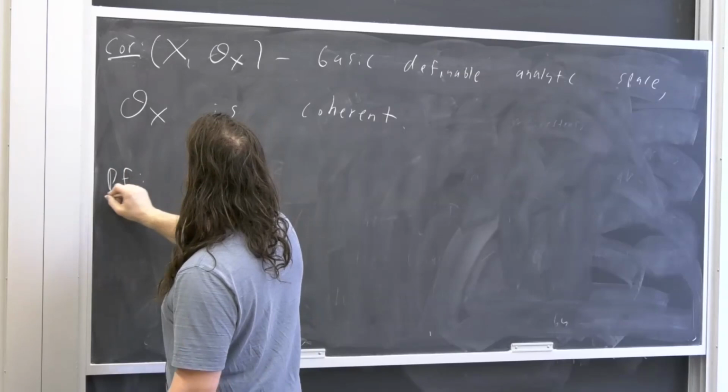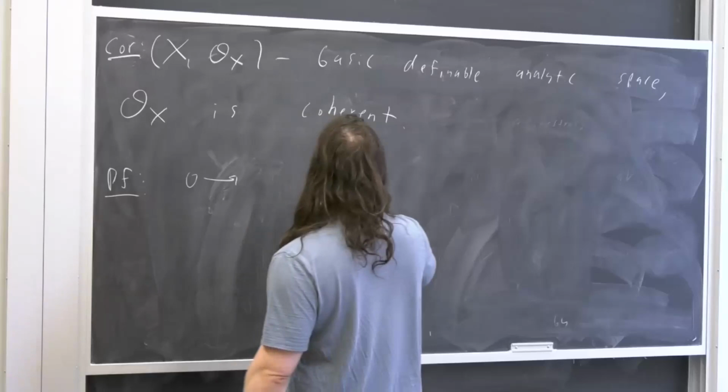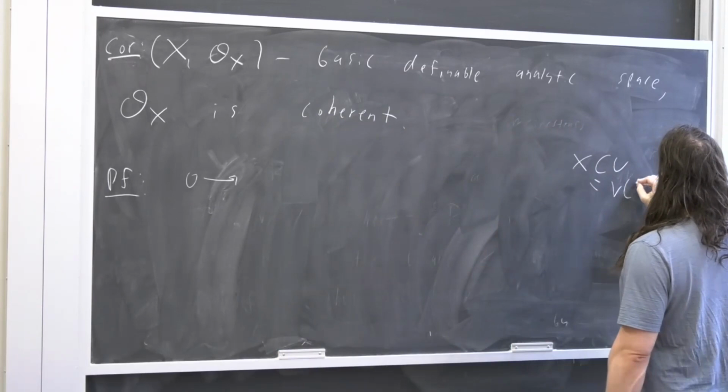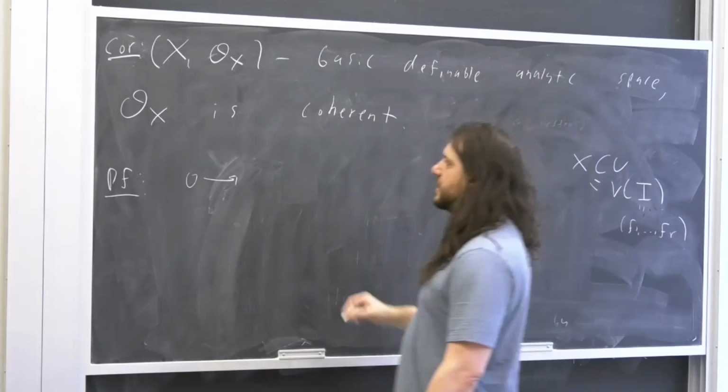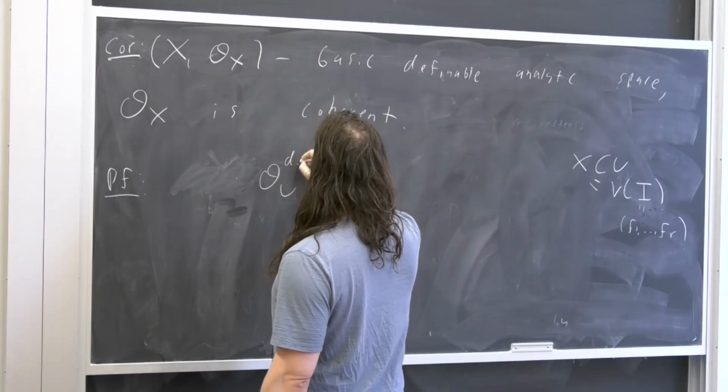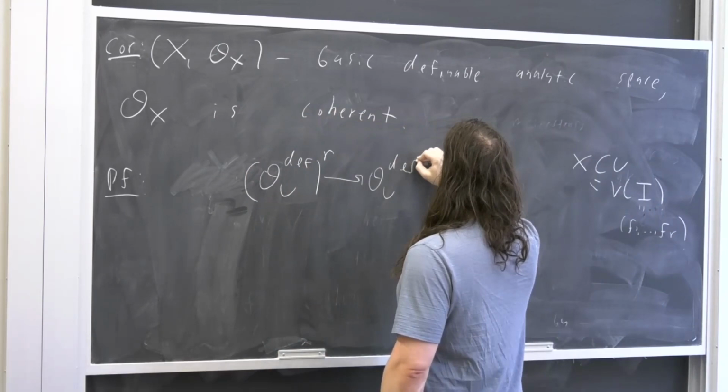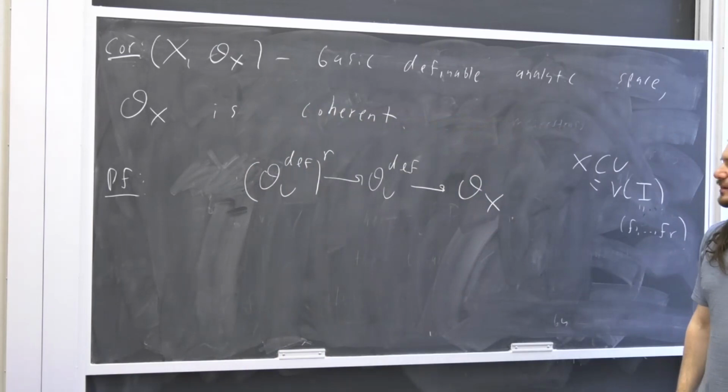The point is you have this exact sequence. So remember, X sits inside U. It's given by the vanishing of some finite set of functions. And so you have this exact sequence: O_U^def to the R goes to O_U^def goes to O_X. This is coherent.